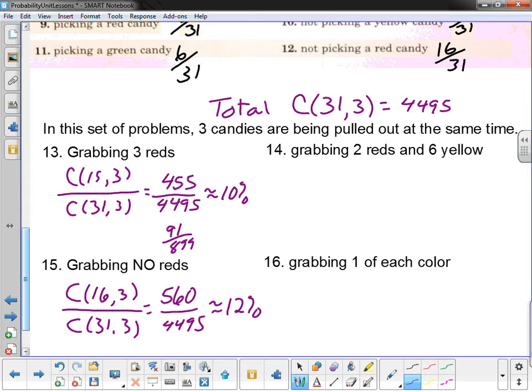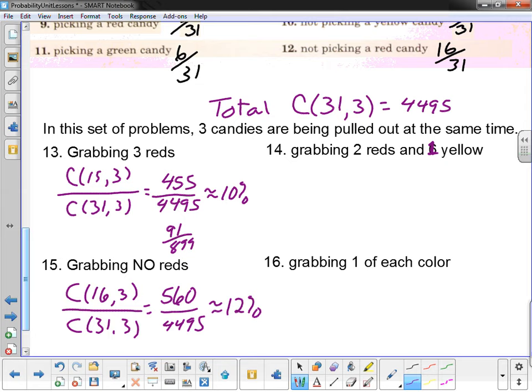Okay, now let's look at the other 2. Now we have mixed bags here. How many combinations of each of these can we get? When we set these up for our probability, the number of successful outcomes has to match up. I've got to get 2 reds and 1 yellow. We have 6 yellows, but I'm only pulling out 3 candies, so we're going to grab 1 yellow. That's 2 reds and 1 yellow.